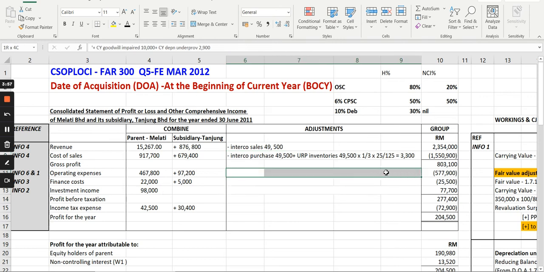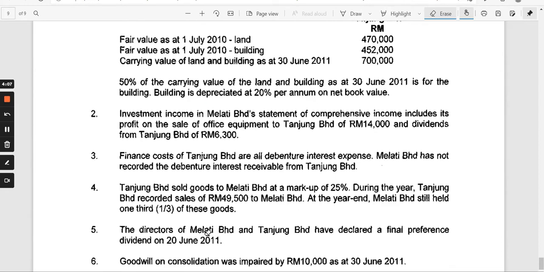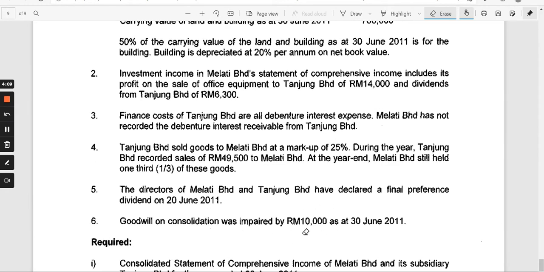Next is the operating expenses. There are 2 adjustments that will affect operating expenses, as I've noted here, which is information number 6 and information number 1. Information number 6 was impairment of goodwill. So this 10,000 has to be added to the expenses because the goodwill impairment has not been taken into consideration. Look at the date closely. This is the current year date. If the date is not in the current year, let's say the impairment was done somewhere in the prior year, you shouldn't include that in the consolidated statement of profit or loss.